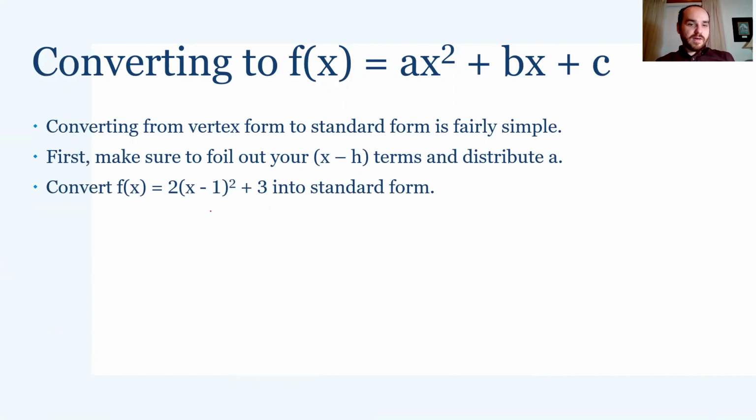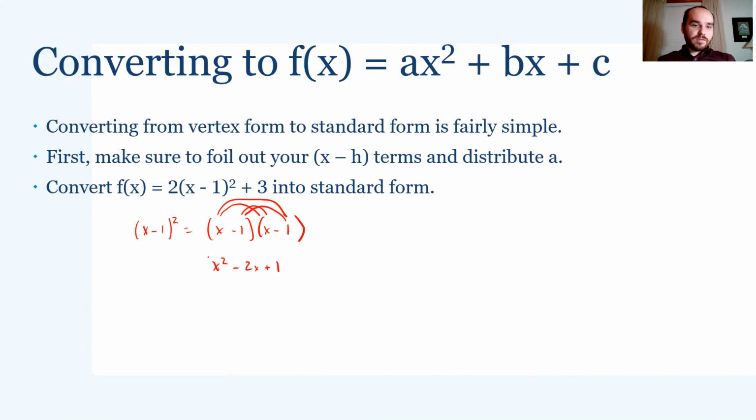So in this case, we have f of x equals 2 times (x minus 1) squared plus 3. So let's start by FOILing (x minus 1) squared. And that equals (x minus 1) times (x minus 1). And if you've forgotten what I mean by FOIL, that means first, outside, inside, last. So we're going to multiply all of those different things. We get x squared minus 2x plus 1 when we do this.